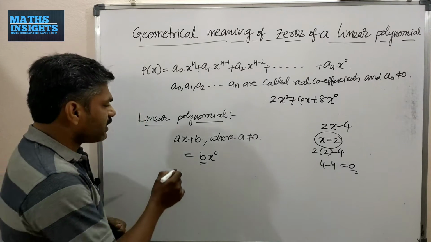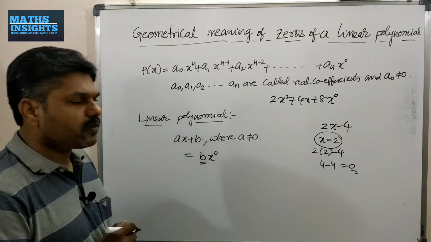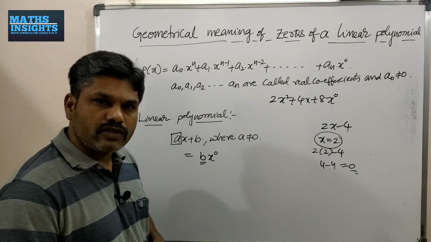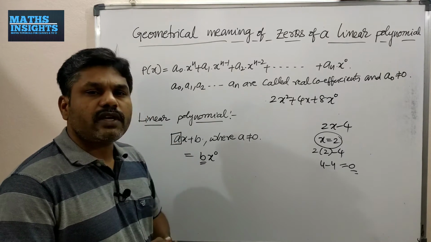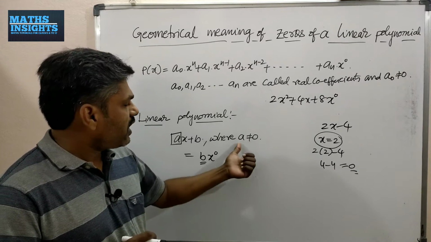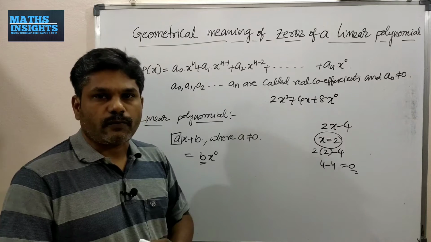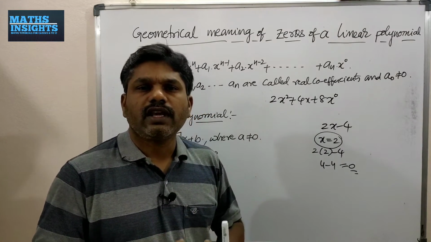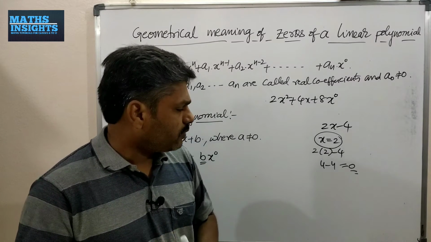So, take care while writing a linear polynomial. This is a real number. Its value should not be 0. Then that will become a general form of a linear polynomial where a not equals to 0. Okay, now I will discuss how to draw the graph of a linear polynomial.